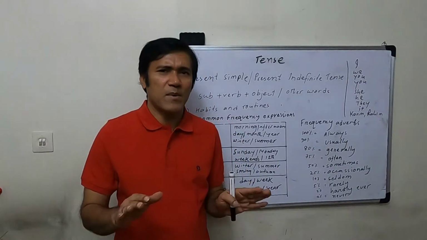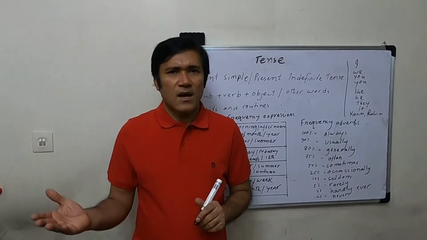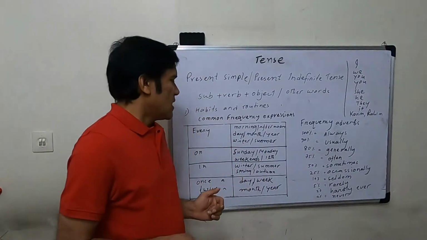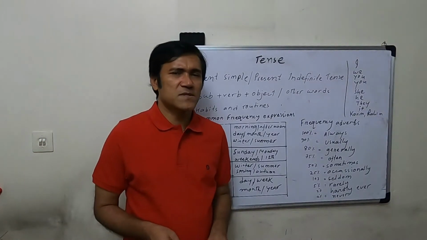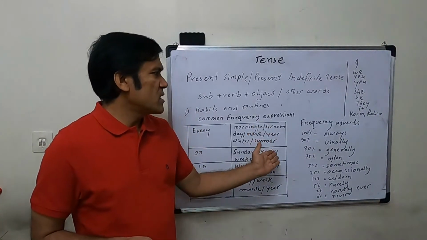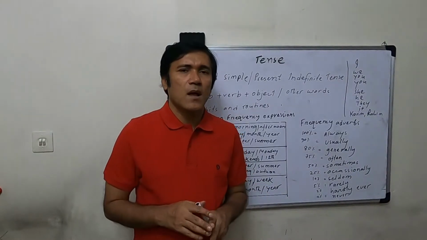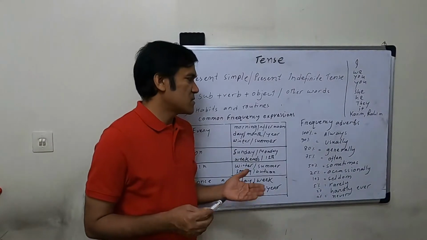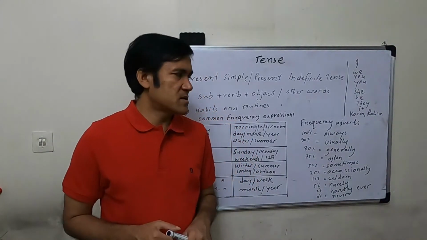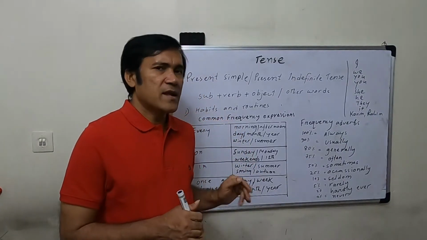Then never means doesn't happen. Okay, never. I mean, this is absolutely negative. I mean, he never drinks alcohol. I mean, he doesn't touch alcohol ever. So we have seen these common frequency expressions and adverbs. These are always used for present simple or present indefinite tense. And if you find these frequency adverbs and common frequency expressions in any sentence, then you cannot use present continuous tense. Like you cannot say I am always saying prayer 5 times a day. This is incorrect. In this way, you cannot use present continuous tense for such sentences.